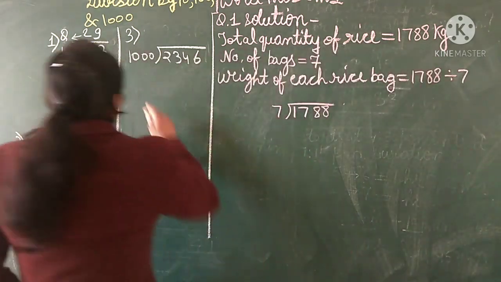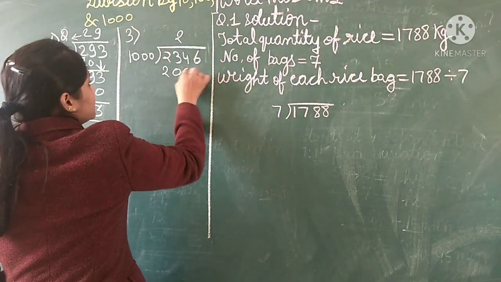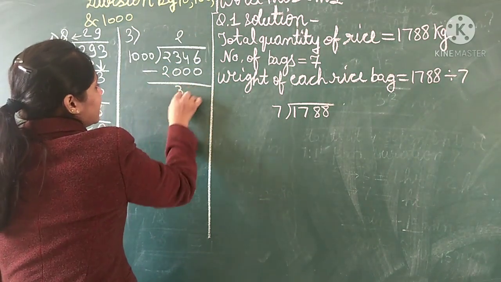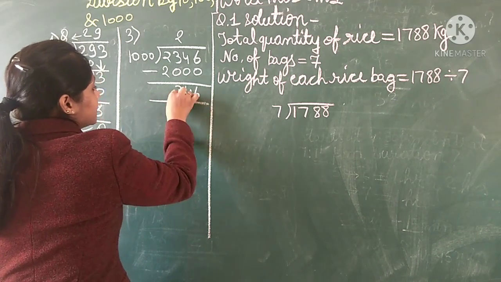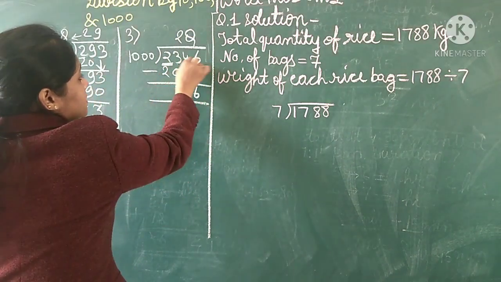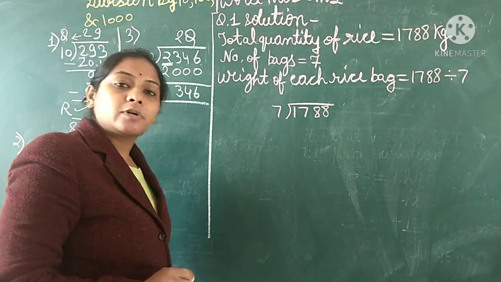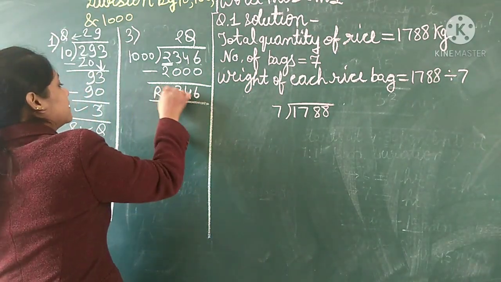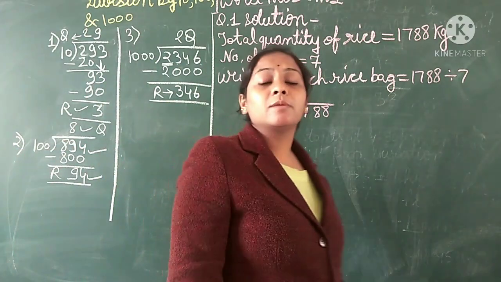Let us see. 1000 twos are 2000. We subtract, and we get 436. Okay, it means this 2 we get as the quotient, and the last 3 digits, 436, we get as the remainder. So remember this, and we are able to do it orally.